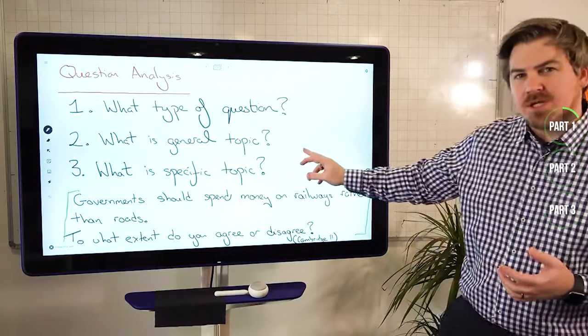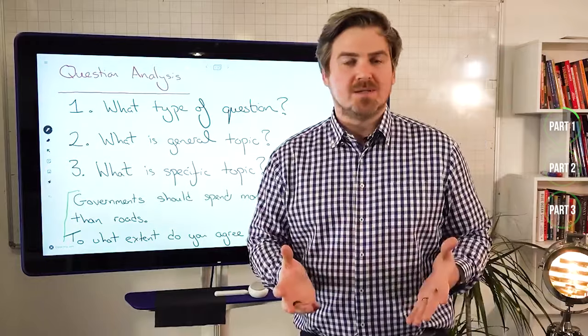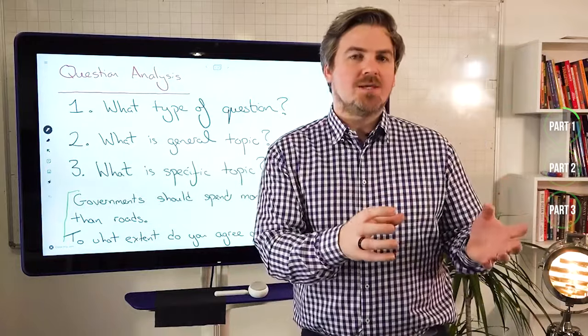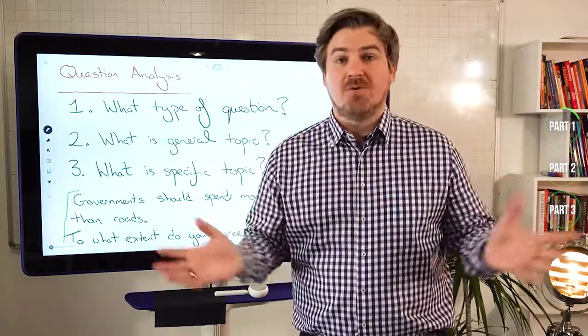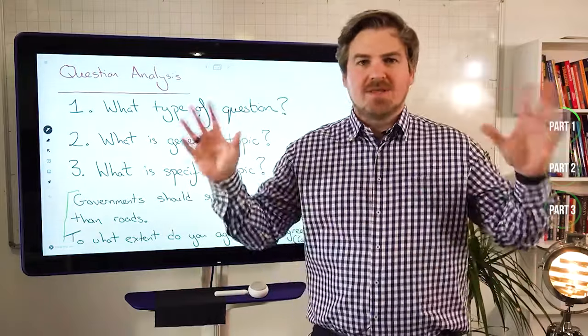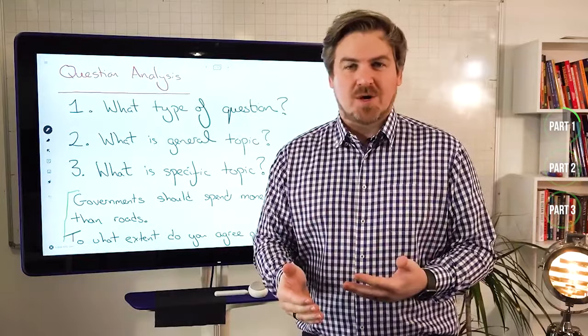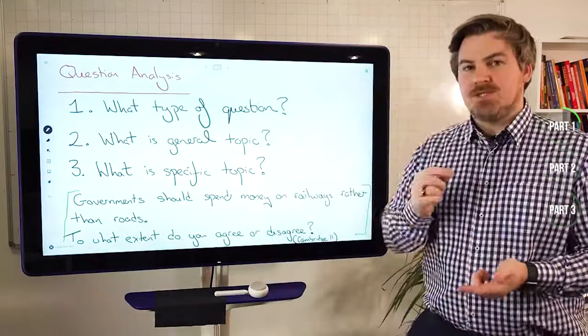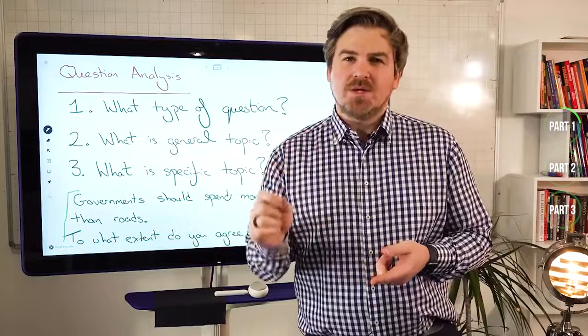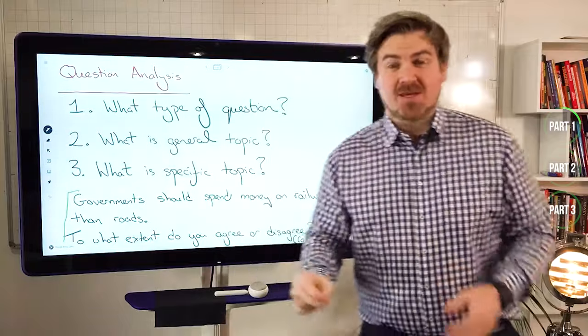The second question is really, really important. There's a common problem that examiners see every single day: students will look quickly at the question and write generally about the topic. If the topic is about global warming, they will write everything they know about global warming and just put it on the paper. That is not answering the question. You need to understand what the general topic is so that you can then drill deeper down and focus on the specific thing that they're asking you.